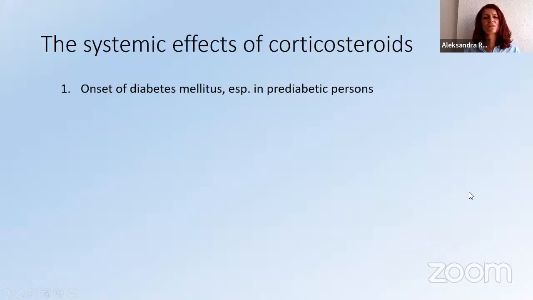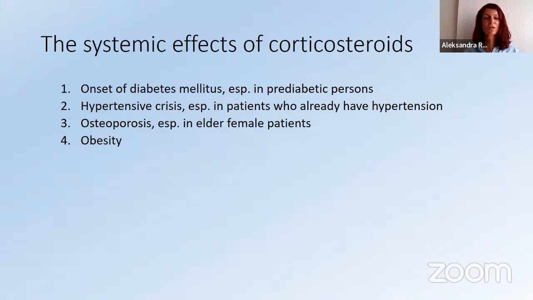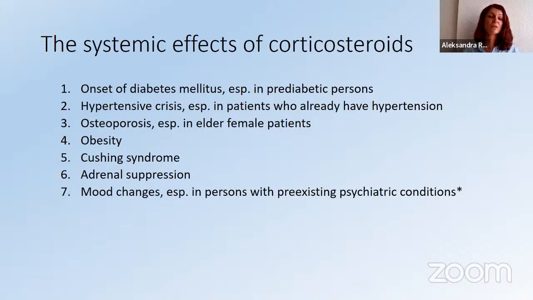The systemic side effects of corticosteroids are multiple and include the onset of diabetes, especially in pre-diabetic persons who are not followed enough, hypertensive crisis, especially in patients who already have hypertension, osteoporosis, especially in elderly female patients and with chronic usage, obesity, Cushing syndrome, adrenal suppression, mood changes, which can occur especially in patients with pre-existing psychiatric conditions, and sterile necrosis of the hip.